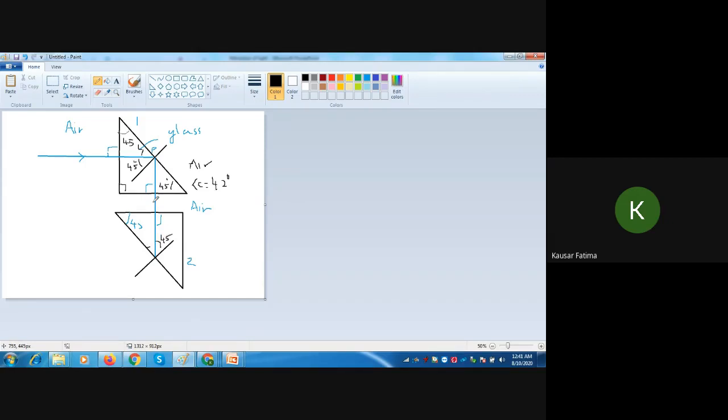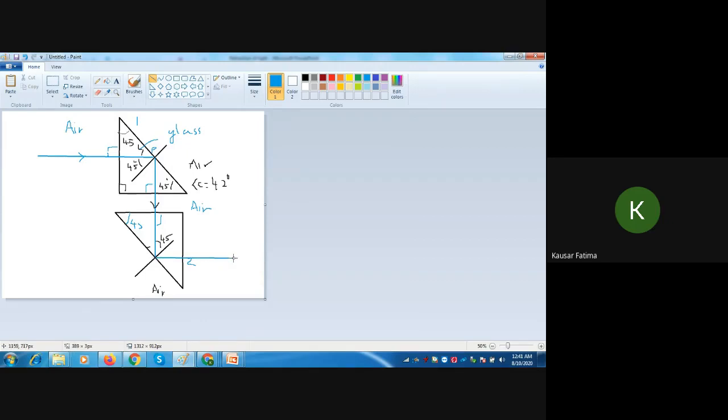Again the ray is striking at an angle greater than the critical angle. So what will happen to this ray? This is the hypotenuse side of prism 2, and it was entering into air. Because the angle is greater than the critical angle, it won't enter the air, it will reflect back. Obeying the laws of reflection, it will undergo total internal reflection and it goes this way.